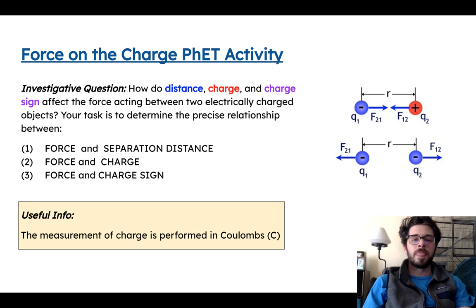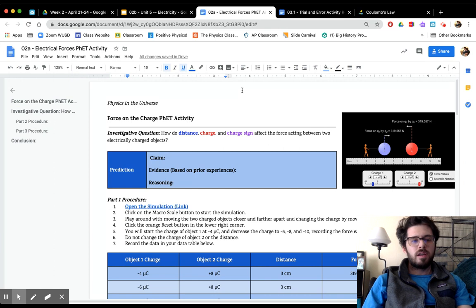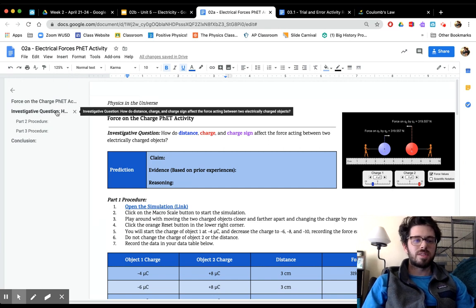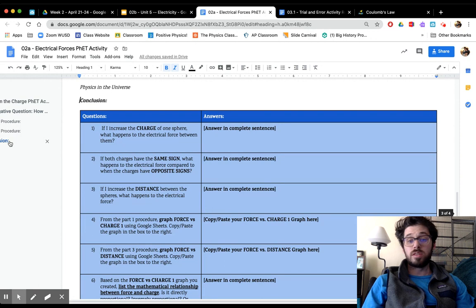So, let's go ahead and take a look at the activity. I have that right here. You're going to notice a couple things. I have the table of contents in case you want to jump between sections. So we have the beginning, we have the investigative question that I just listed to you, and then we have the conclusion at the very end.